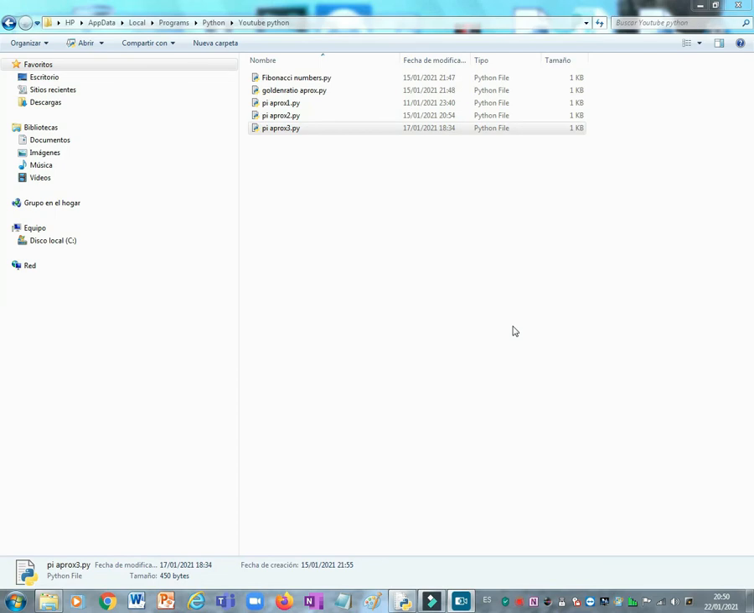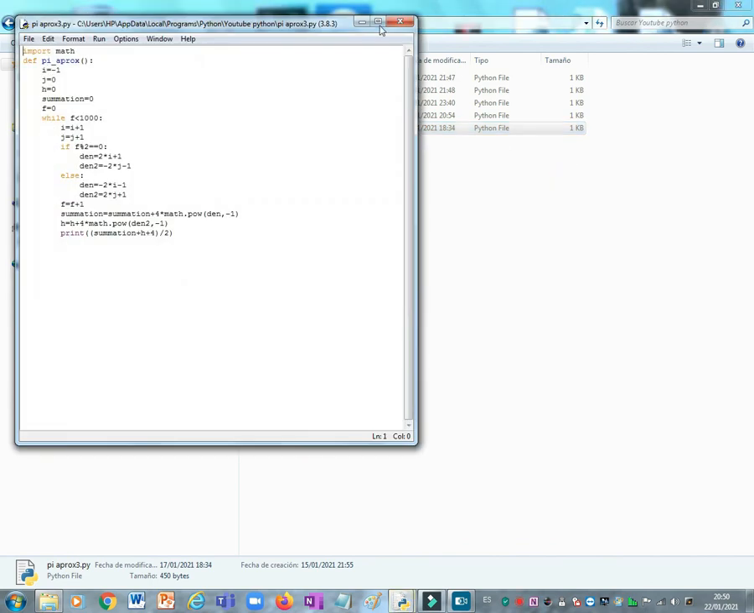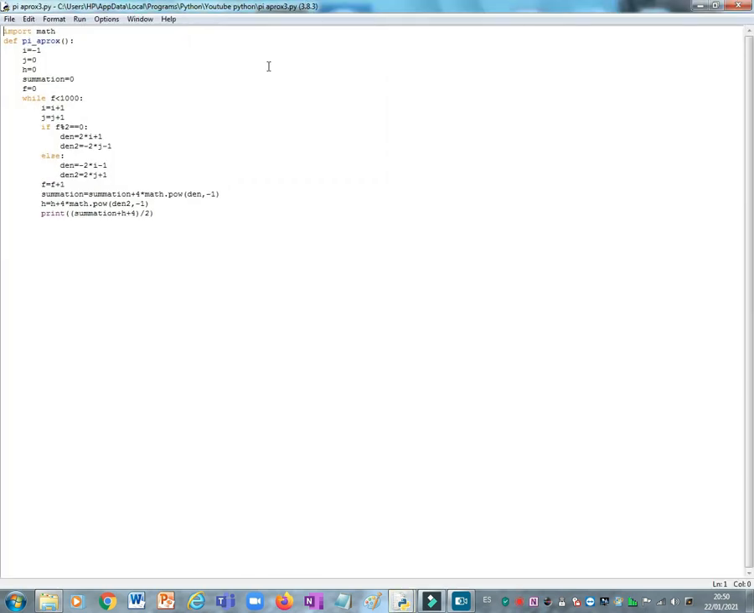Now, what are we going to do? Now we're going to look at our third approximation for pi. And what is this approximation? Well, this is the same as the last approximation, but we are taking the averages of the successive approximations.